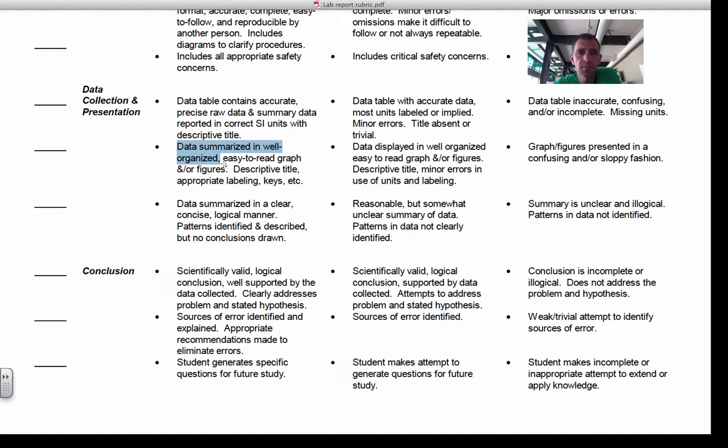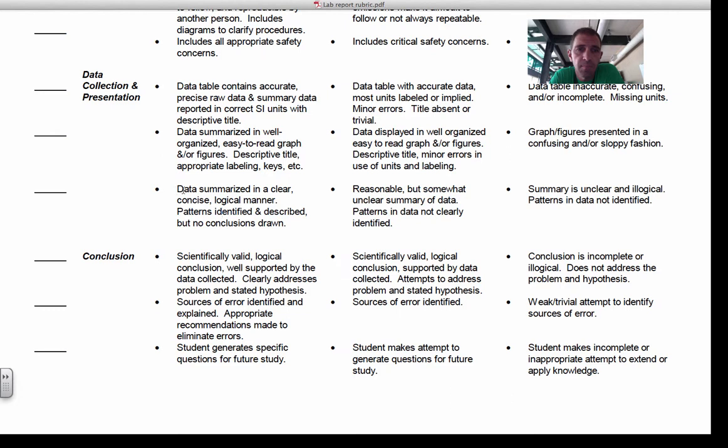Make sure that you summarize what the data says in organized, easy to read graphs. Make sure that your graphs are labeled. Make sure that the appropriate variables are on the correct axes. Make sure that you include a title and any kind of key that you may need.